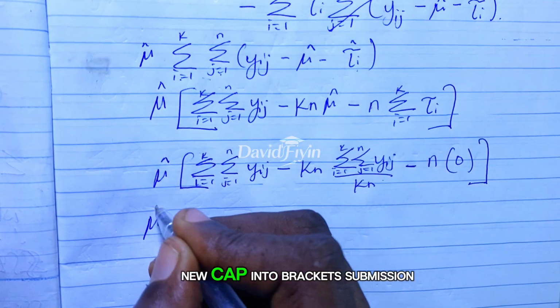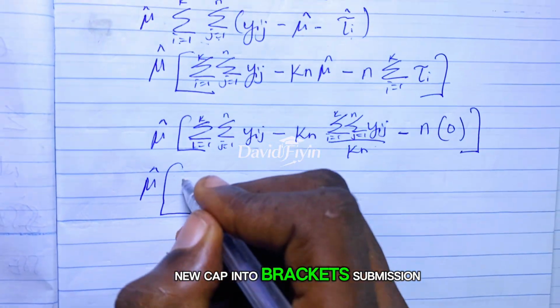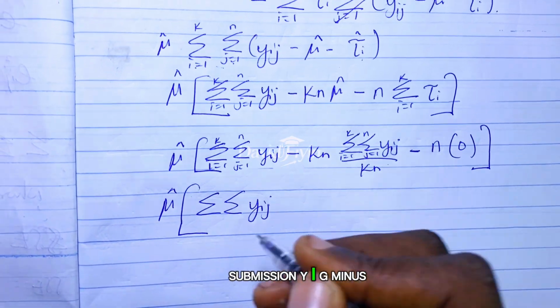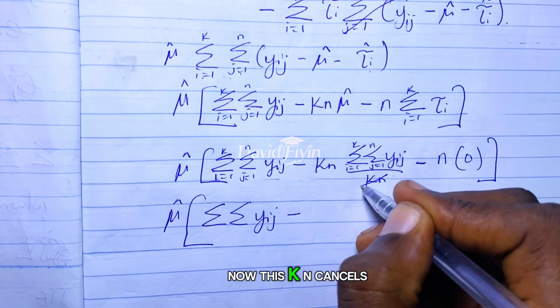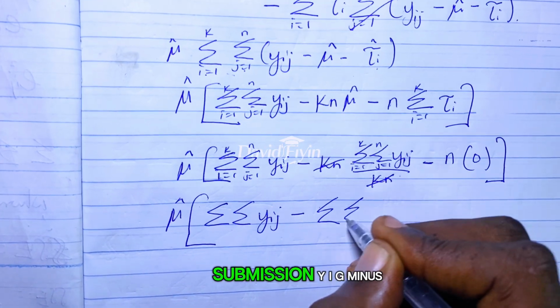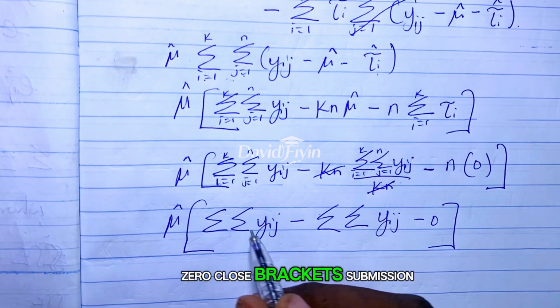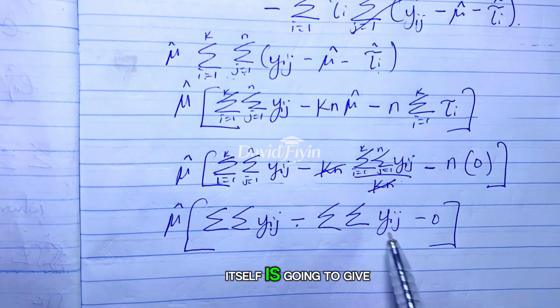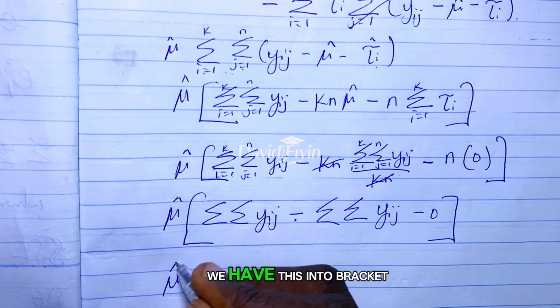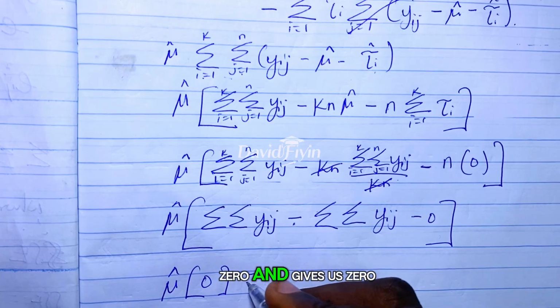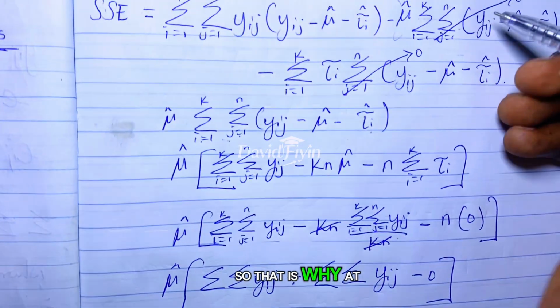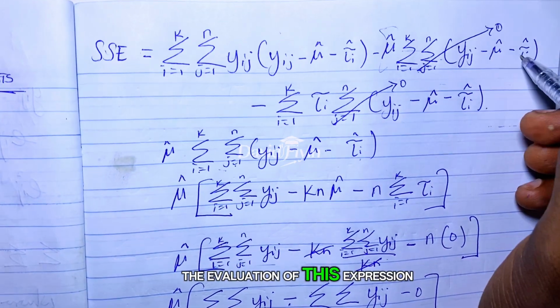So from there we have mu cap into brackets summation yij minus, now this kn cancels this kn, so we have summation yij minus 0, close brackets. Summation yij minus itself is going to give us 0. So eventually we have this into bracket 0 and it gives us 0. So that is why at this point the evaluation of this expression is 0.